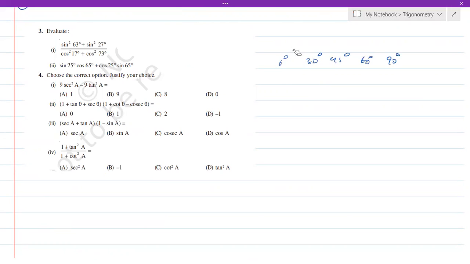These are standard angles, but we don't have these angles there. So we must use the complementary angles concept, isn't it? What we are going to do is, if you observe, in the numerator there are 2 terms, isn't it? So we'll keep any one term as it is and we'll change the other. Or you can also do it like this: you can change both the terms in the numerator and don't do anything in the denominator.